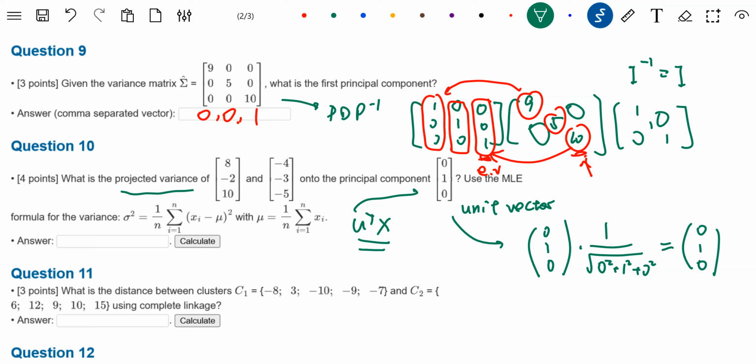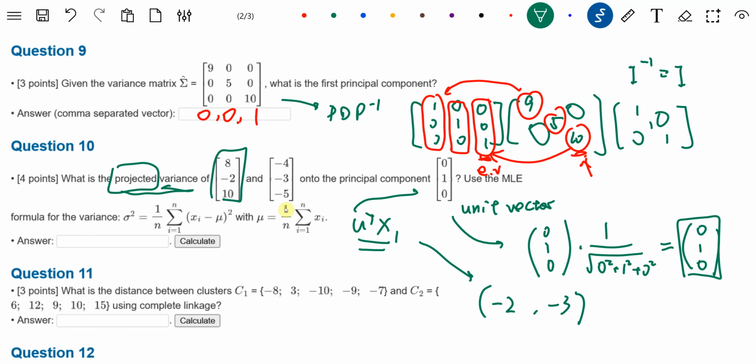U dot X thing. It turns out it's very easy to compute U dot X1, which is just the dot product between this thing and 0, 1, 0. So it's 0 times 8 plus minus 2 times 1 plus 0 times 10. So it's minus 2. And the second one similarly is minus 3. So now the only thing left is to find the variance. We already have the projection, so next is the variance.